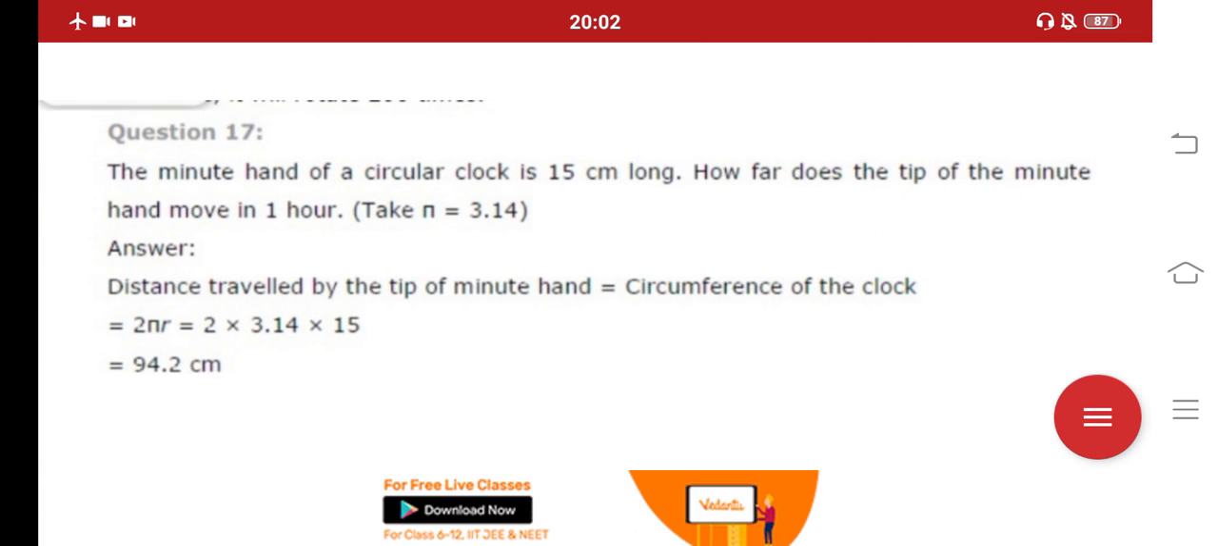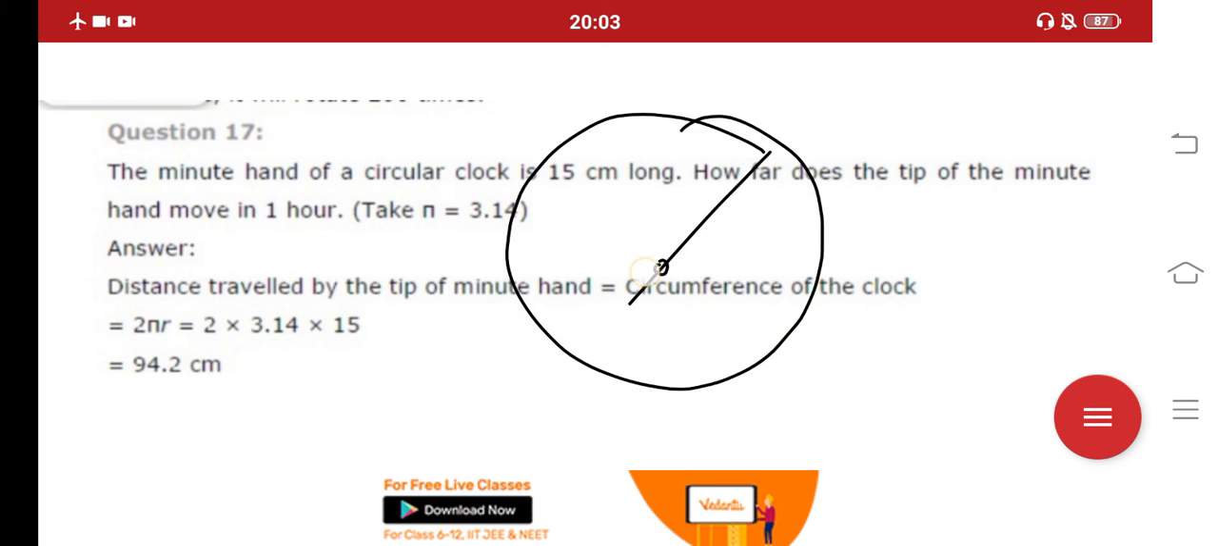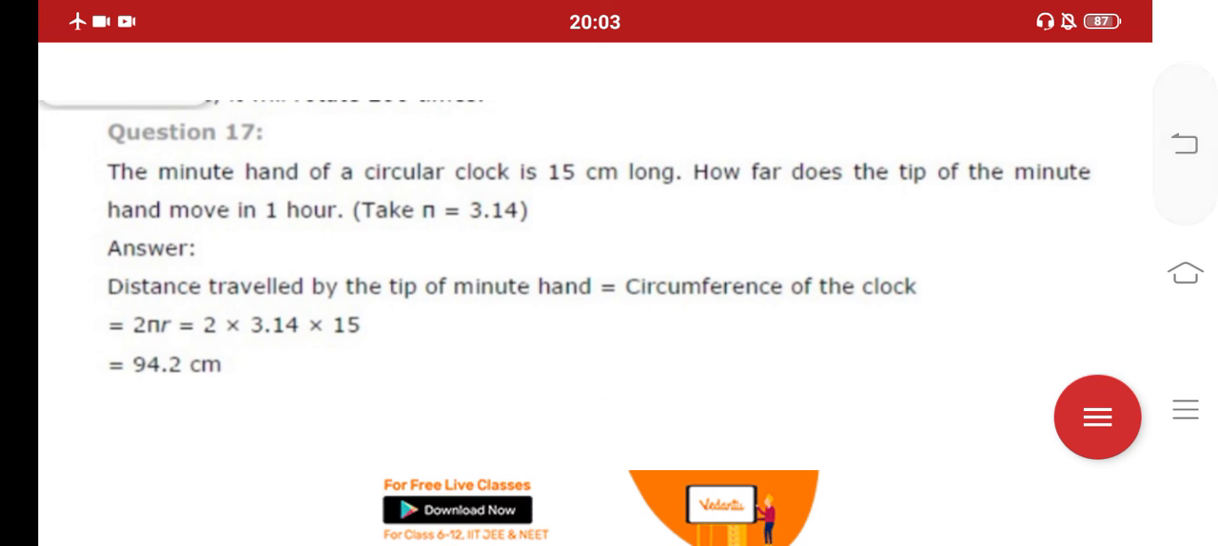This is our last question, I think. Question number 17. The minute hand of a circular clock is 15 centimeter long. How far does the tip of the minute hand move in 1 hour? Distance traveled by the tip of the minute hand. See, this is a clock and this is a minute hand. So it has to move like this, means that is completely a circumference.